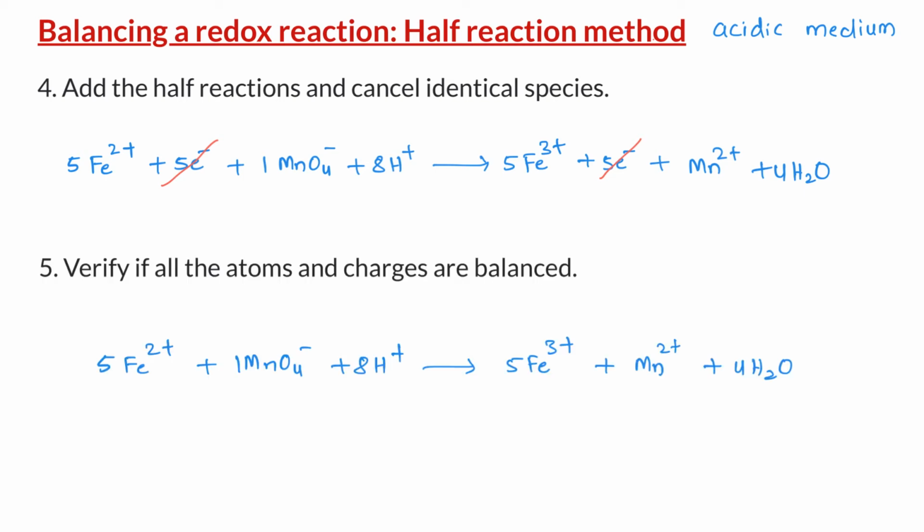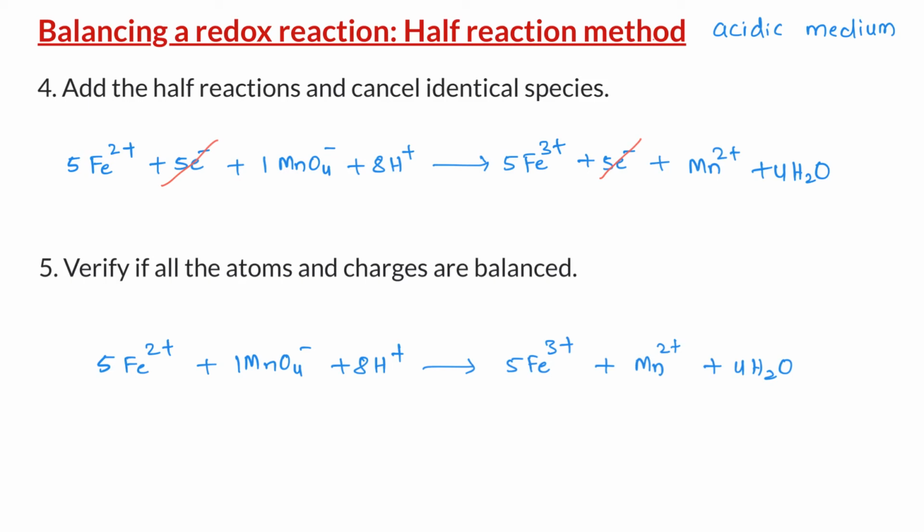In the last step, we verify if all the atoms and charges are balanced or not. We have 5 irons on left side and 5 irons on the right side. 1 manganese on the reactant side and 1 manganese on the product side. 4 oxygens and 4 oxygens on both sides. 8 hydrogens and 8 hydrogens on both sides. All the atoms are now balanced.